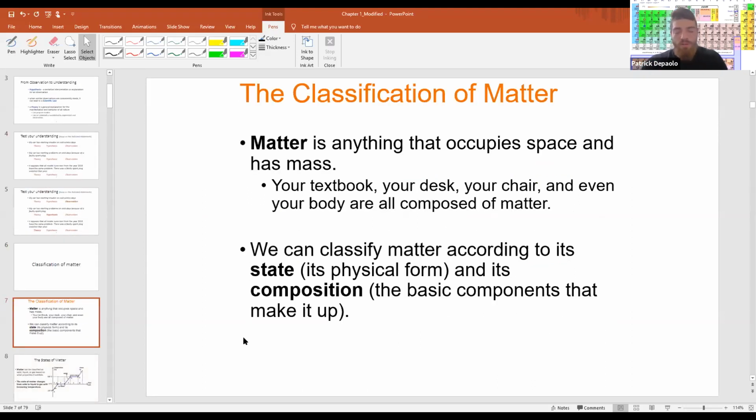But here's where we get into real chemistry. So matter. Matter is anything that occupies space. I matter, you matter, we all matter.